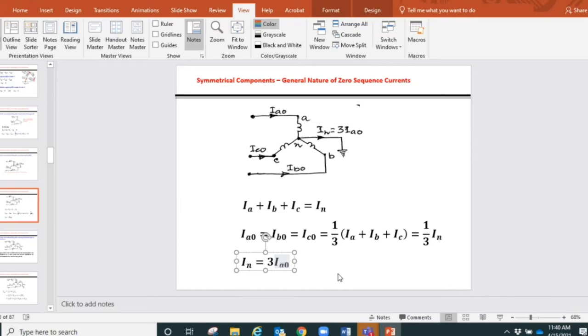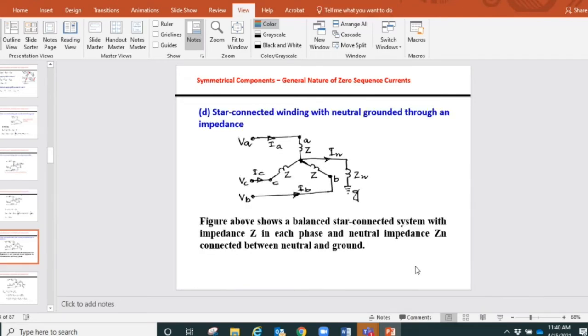If that current flows, we need to do something. Sometimes we use it for protection, and sometimes we try to see why the neutral current is coming there and what we could do, or what could be the consequence of that. Right, so if we have a star connection, neutral grounded, IA0, IB0, IC0 will be present, and we can calculate that.